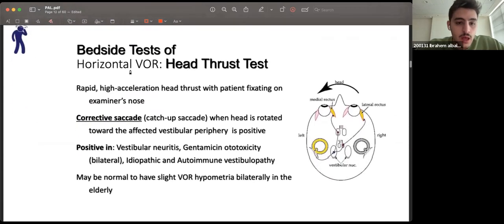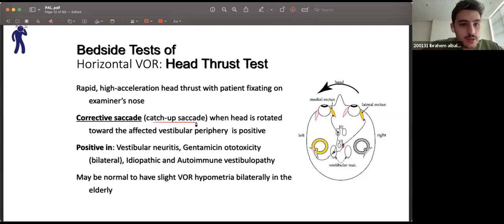Okay, so another test is the head thrust, as I told you. You ask the patient to look straight, and then you ask them to thrust their head in this direction, okay? And they're looking at the laptop, for instance. If their vestibulo-ocular reflex is working, they should be able to maintain eye contact. If not, their eyes are going to turn with the head, and then he's going to consciously move them towards the laptop, okay? This is called a corrective saccade, or catch-up saccade, okay?